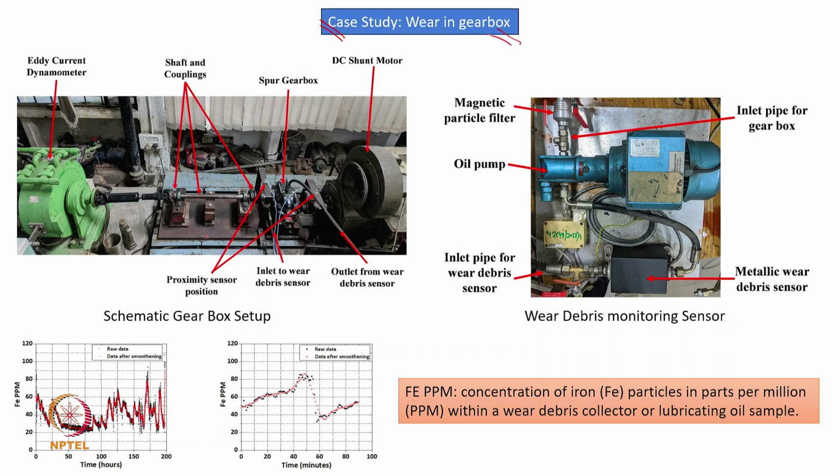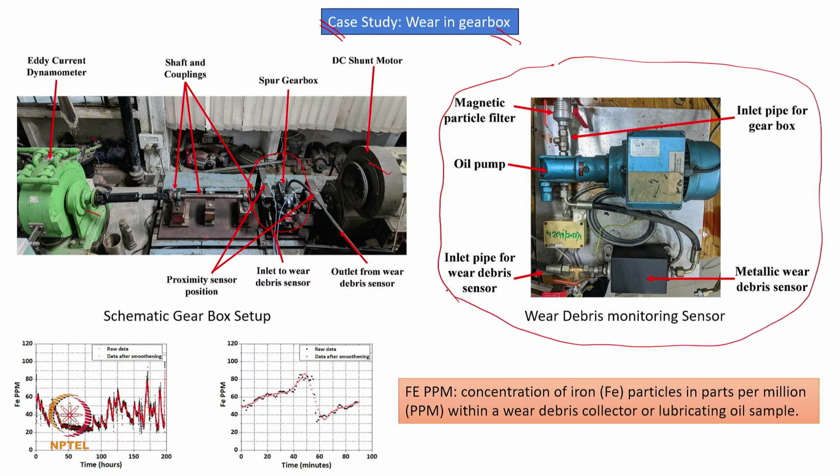which we have tested in our lab, and this is shown in our gearbox setup. What we have done is basically a bypass system where we are regularly collecting oil samples, passing them through the metallic wear debris sensor, and then after filtration, the oil is sent back to the gearbox. So we are not extracting it; we are continuously withdrawing and resending it back to the gearbox.